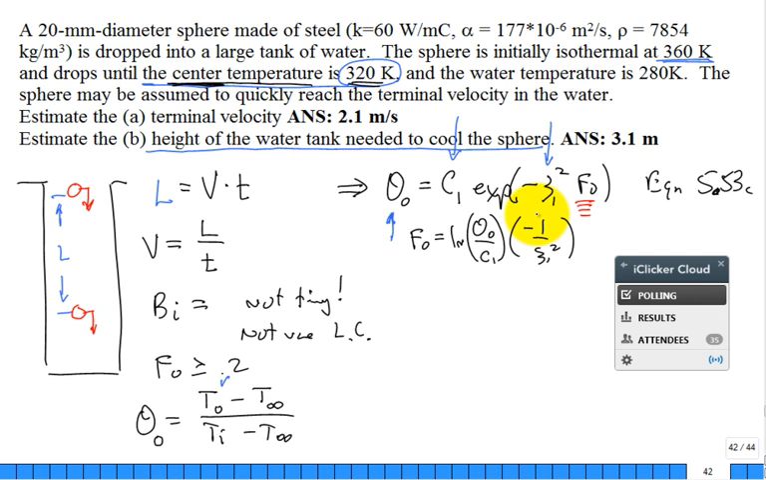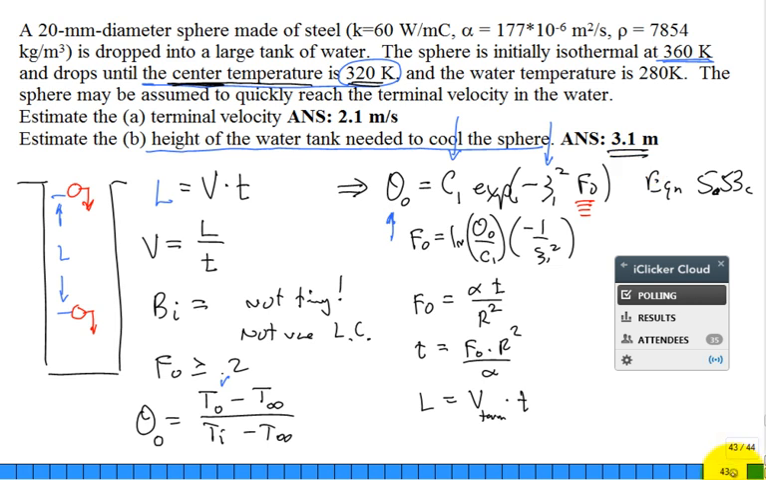Once I have the Fourier number, how does that give me the time needed? Well, the Fourier number is defined as alpha t divided by r squared. And so the time needed to achieve that degree of cooling is the Fourier number times r squared divided by alpha. You can stick it into that equation to get the length, which is the terminal velocity times the time needed to achieve the cooling. And that's the height of the tank. And so the final answer is 3.1 meters.